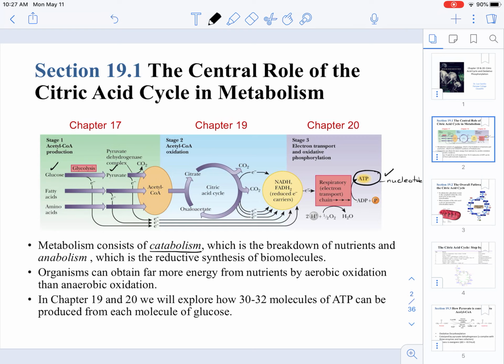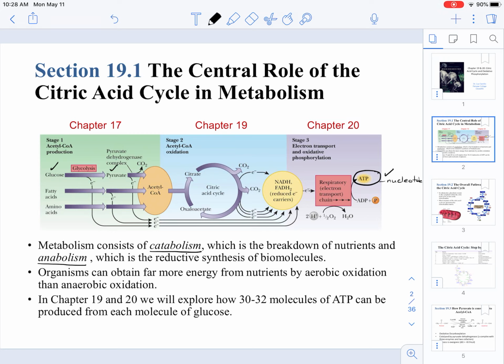Now, in the last chapter, in Chapter 18, we introduced gluconeogenesis. Gluconeogenesis was the process by which we have different molecules, but ultimately the one that we described specifically was the process of pyruvate being converted all the way back to glucose. That's an example of an anabolic pathway or anabolism, because remember that through that process, that's going to be the reductive synthesis of biomolecules. So we're going from a small number of atoms into making larger biomolecules.